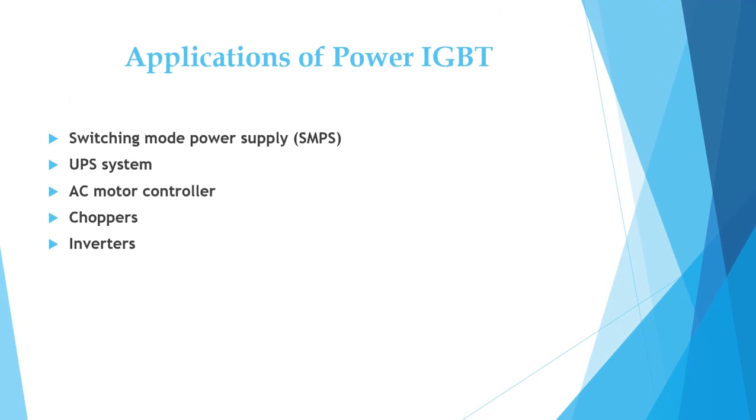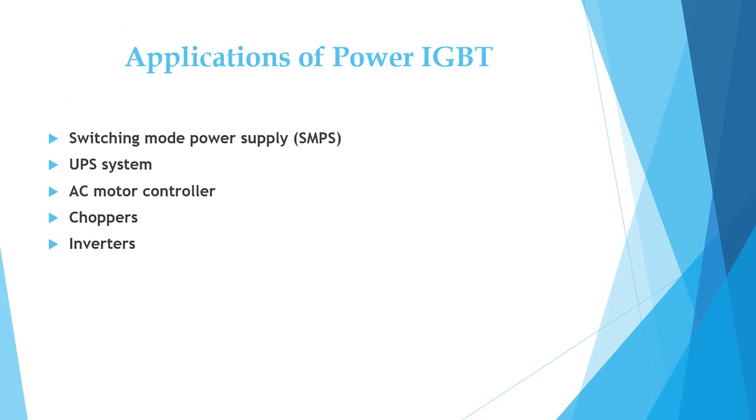The applications of power IGBT are mainly in switch mode power supplies. Many applications are running based on switch mode power supplies, and these are used particularly for computers to run if the power is not available. UPS systems are also battery backup systems which we use when the power is not available. They also use power IGBT for the switching purpose.